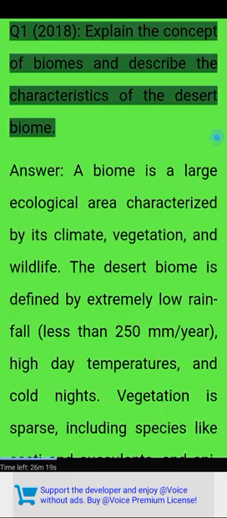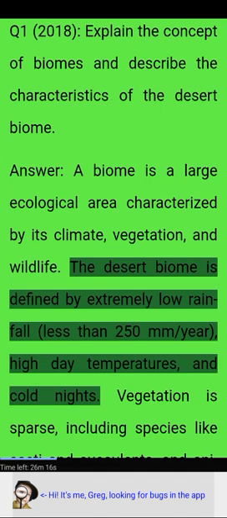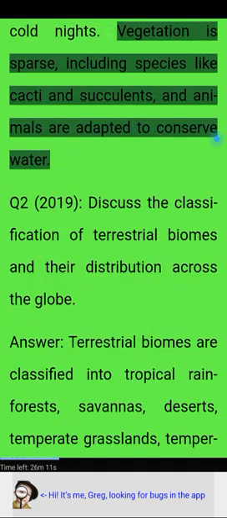4. Previous year questions. Q1 2018. Explain the concept of biomes and describe the characteristics of the desert biome. Answer. A biome is a large ecological area characterized by its climate, vegetation, and wildlife. The desert biome is defined by extremely low rainfall, less than 250 millimeters per year, high day temperatures, and cold nights. Vegetation is sparse, including species like cacti and succulents, and animals are adapted to conserve water.